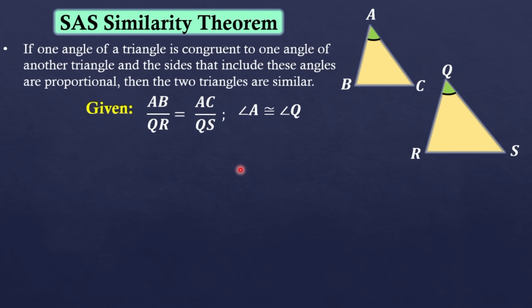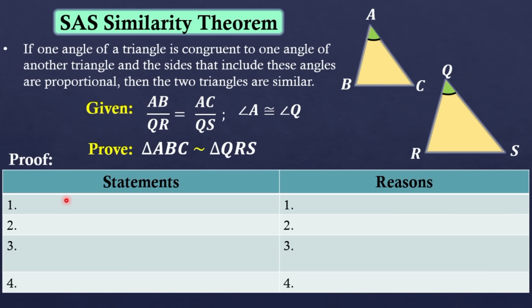So, let us prove. So, given po yung dalawang corresponding sides natin na proportional, we have AB over QR is equal to AC over QS. So, dapat proportional po iyon. And then, also, we have angle A is congruent to angle Q. Yun po yung given natin. So, let's prove that these two triangles are similar. So, let's have the proof.